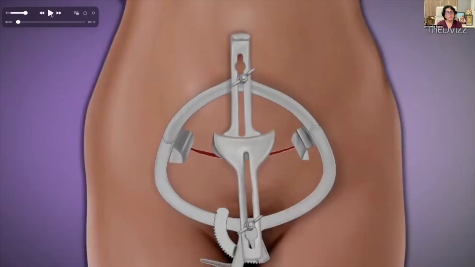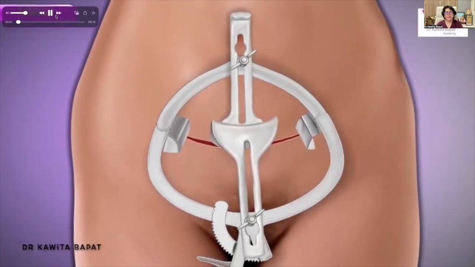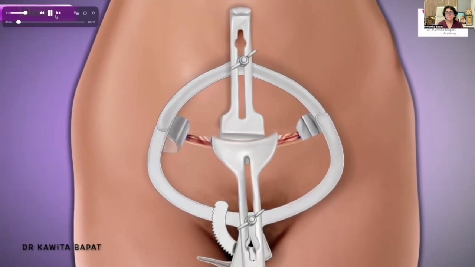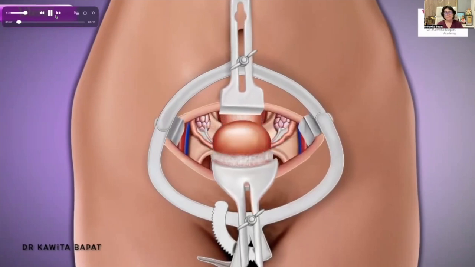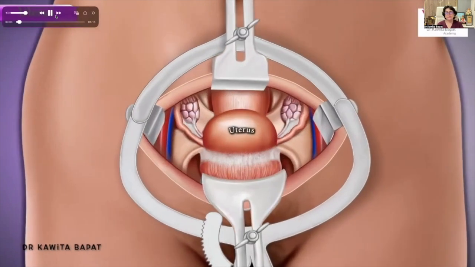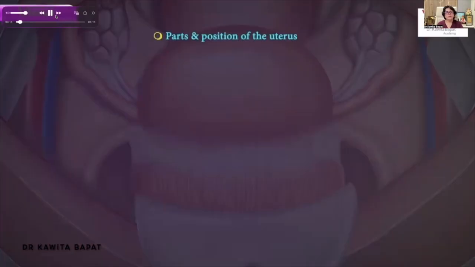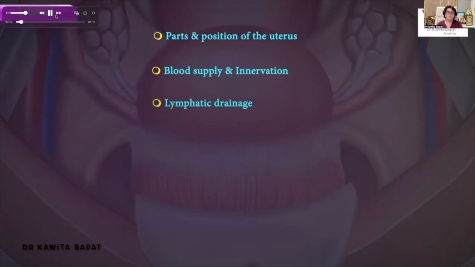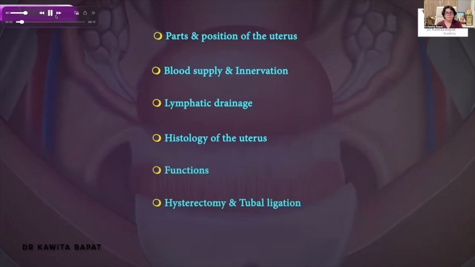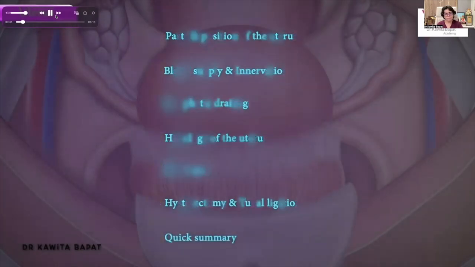Hi, we should all know about the uterus. Knowledge of the anatomy of the uterus is important in the context of vaginal surgeries, because in vaginal surgery we should know the size of the uterus and its position, and that's why we are going to talk about the anatomy. In this session, we will talk about the parts and position of the uterus, the blood supply and innervation of the uterus, the lymphatic drainage, the histology and functions of the uterus, and hysterectomy and tubal ligation in another portion. So here we will talk about the first three portions, up to lymphatic drainage.